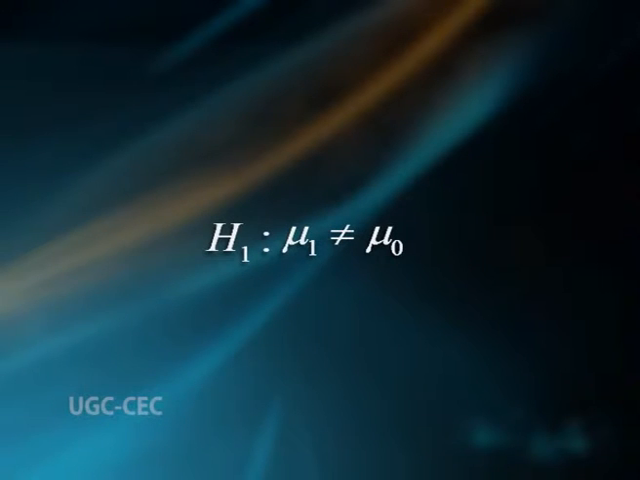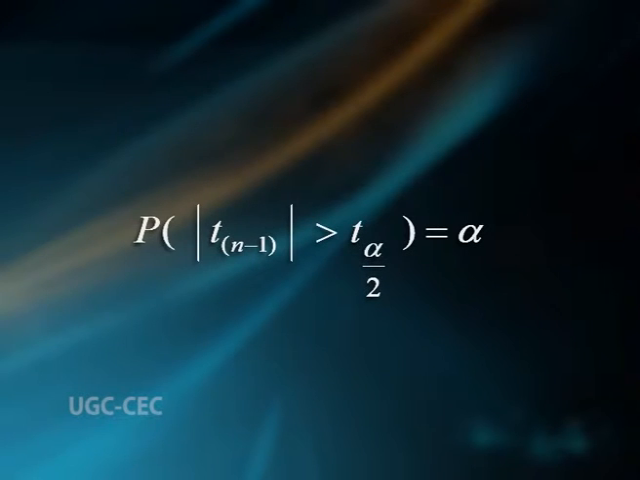If H1: mu not equal to mu naught, reject H naught if mod t greater than t alpha by 2, where t alpha by 2 is from the table of t distribution for n minus 1 df such that P(mod t_(n-1) greater than t alpha by 2) equal to alpha. Problem. A random sample of 10 boys had the following IQs: 70, 120, 110, 101, 88, 83, 95, 98, 107 and 100. Do these data support the assumption of a population mean IQ of 100?